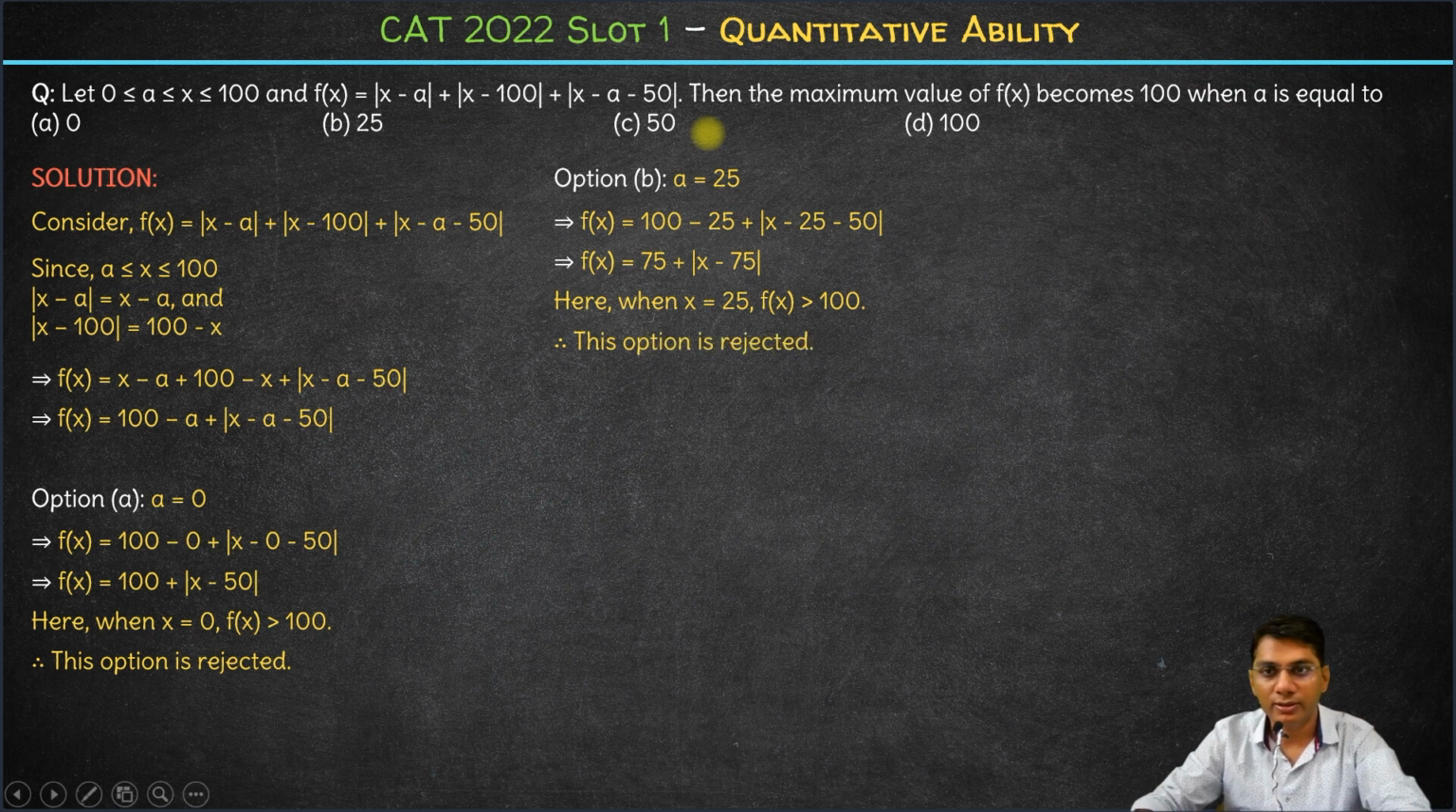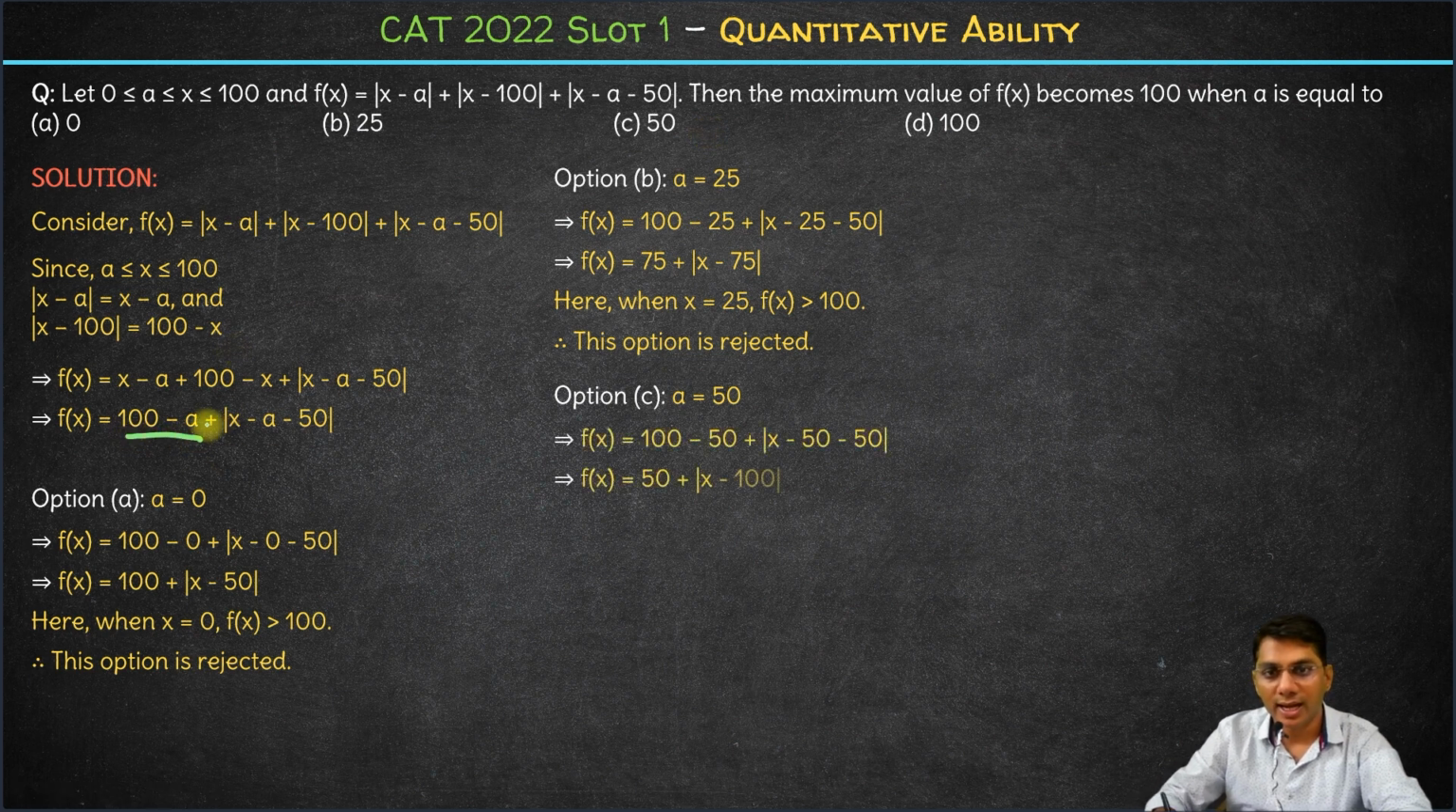Coming to the third option, option C, when a is 50. If a is 50, we have 100 minus 50, which is 50, plus mod of x minus 50 minus 50, which is x minus 100. Now if you take x equals 50 here, this becomes 50 minus 100, which is minus 50. Mod of minus 50 becomes plus 50, so 50 plus 50 is 100. So when a is 50, the value of f(x) comes out to be 100.